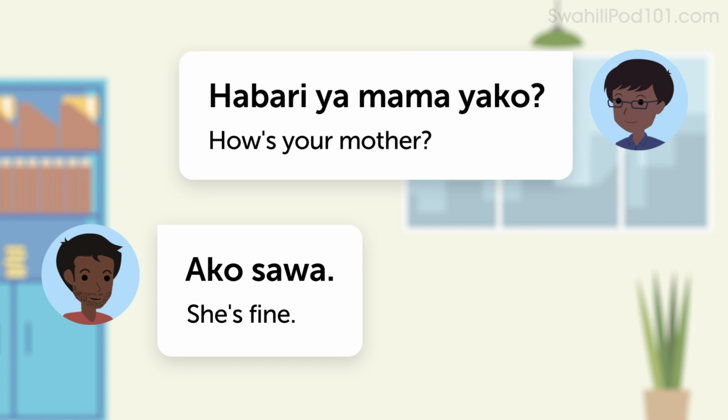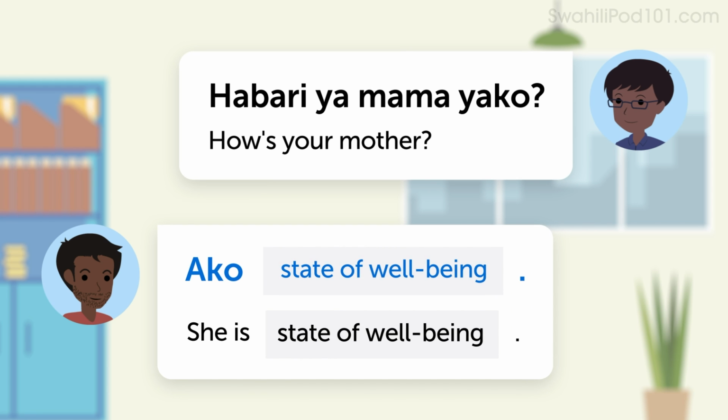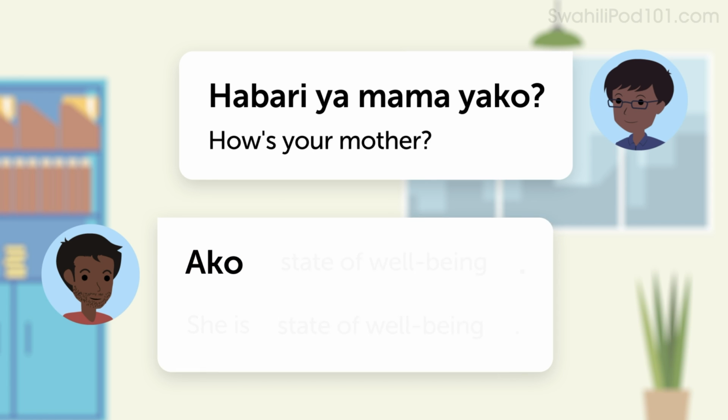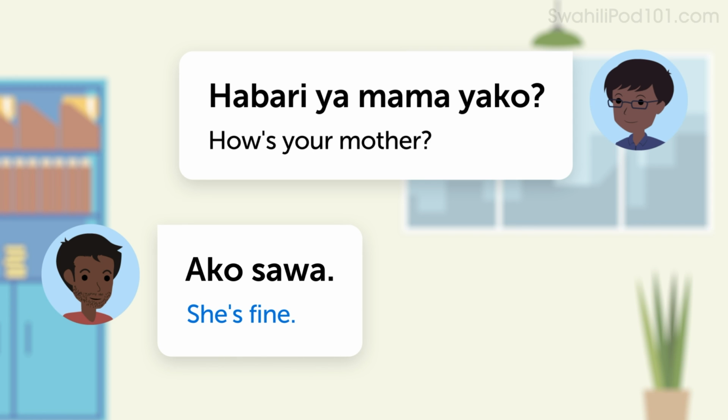Now, how do you answer this question? The pattern is Ako, state of well-being. But it translates as she is, state of well-being in English. For example, she's fine. Ako sawa.